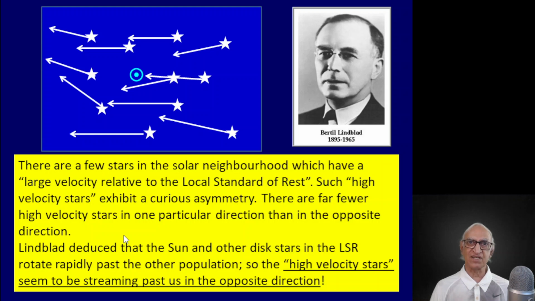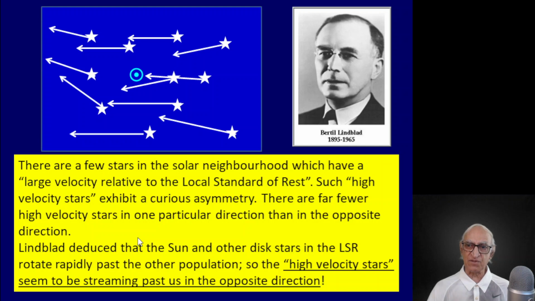So if you're going in a river in a fast speedboat, it'll appear to you that the coast, everything on the shore of the banks of the river, are going in the opposite direction. So Lindblad deduced that the reason for these high velocity motions is that the sun and the other stars in the local standard of rest are streaming past these stars, so that the high velocity stars appear to be streaming past us in the opposite direction.